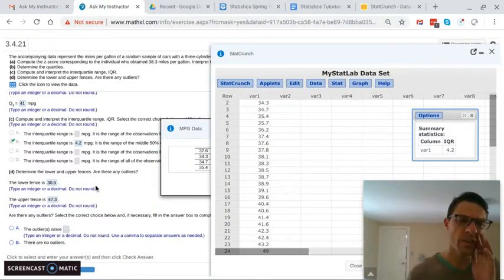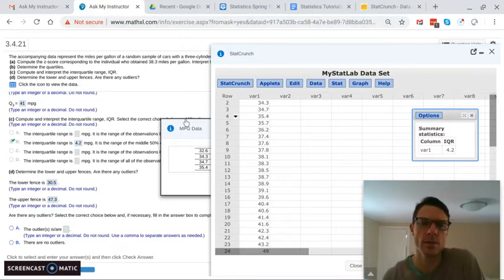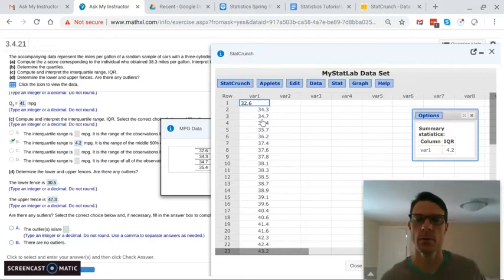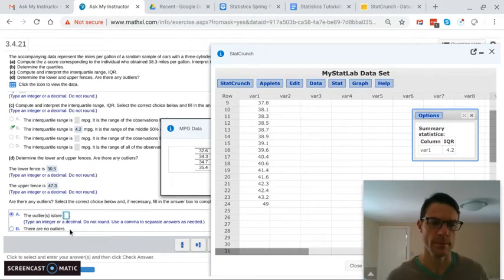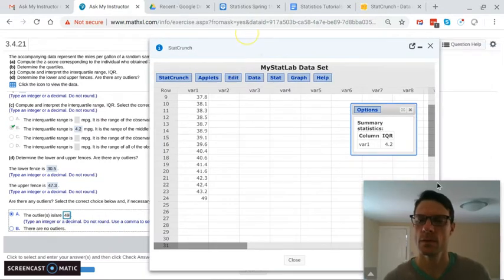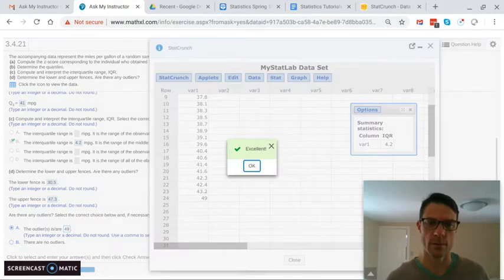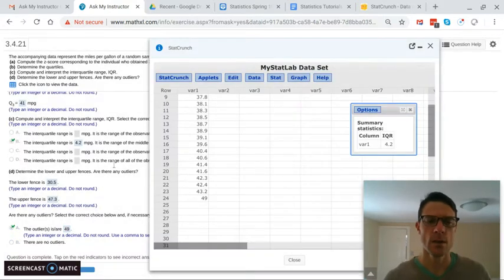Now we need to use this to identify any outliers. We can look over the data and see if any numbers are below 30.5. That would be an outlier on the low end. No, I don't see anything. And anything above 47.3 would be an outlier on the high end of the data. Do I see anything? Oh yeah, the last data point, 49, is above 47.3. So that should be our outlier. I'll just return. There we go. Okay, so that's this problem.